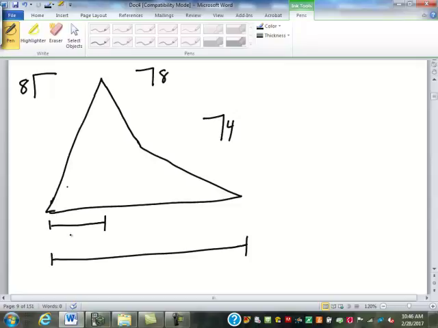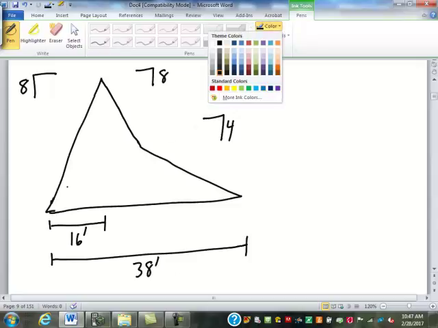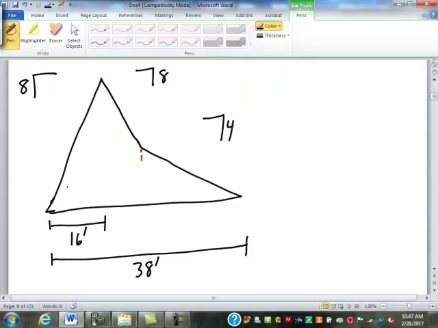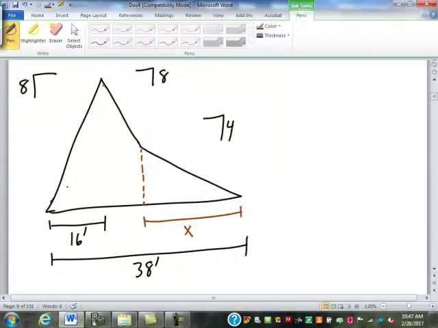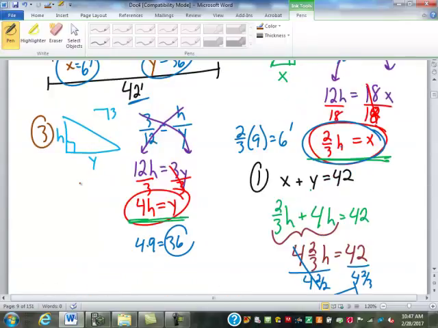So let's put this at 16 feet here. This is going to be at 38 feet here. I want to find, I'm going to call this X. I'm going to call this H. Now, we could find the length. I've left this off for this last problem.